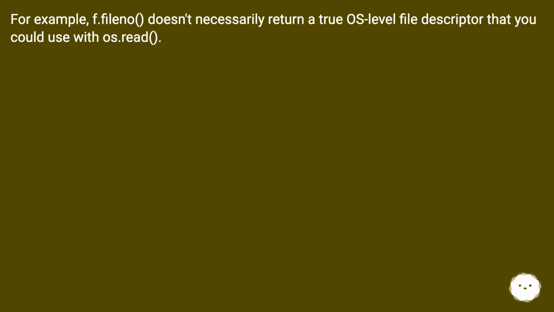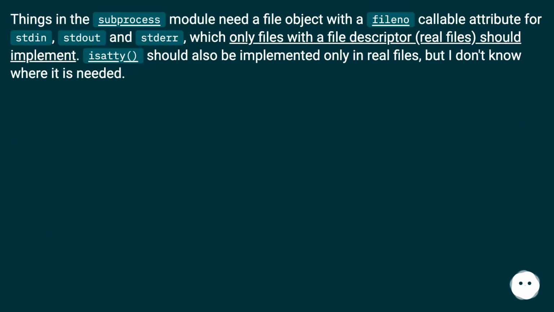For example, f.fileno doesn't necessarily return a true OS-level file descriptor that you could use with os.read. Things in the subprocess module need a file object with a fileno callable attribute for stdin, stdout and stderr, which only files with a file descriptor, real files, should implement. isatty should also be implemented only in real files, but I don't know where it is needed.